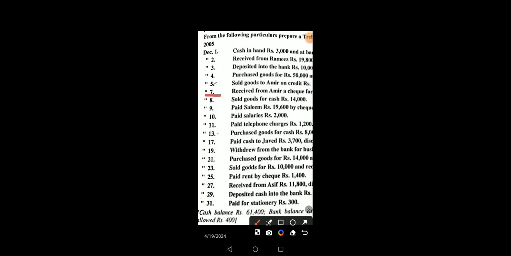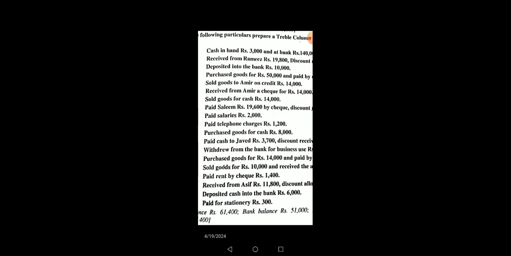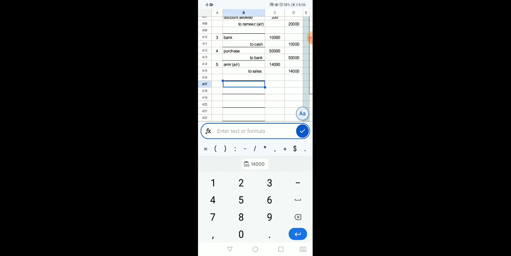7 December. And what that entry is saying: received from Amir a check for rupees 14,000. So both entries are related with each other. In the first entry you have seen sold goods to Amir. Now focus. In the first entry goods were sold to Amir for 14,000, and in the next entry it has been said you have received a check from Amir for rupees 14,000. Now what will you do? Received from Amir a check.